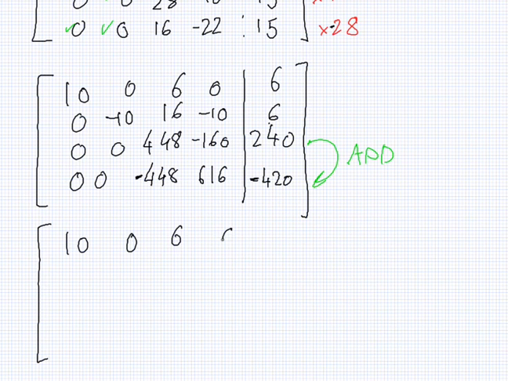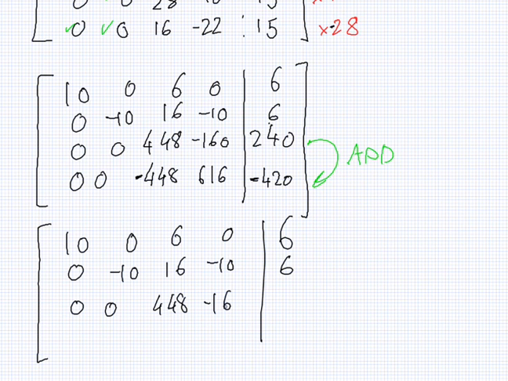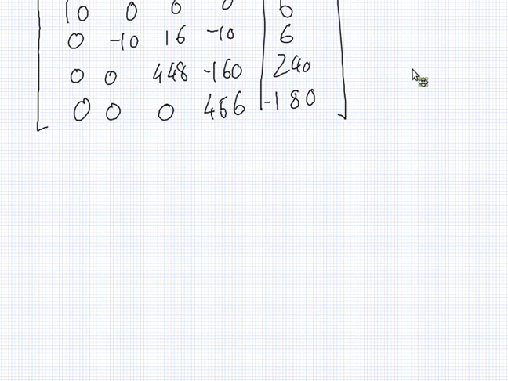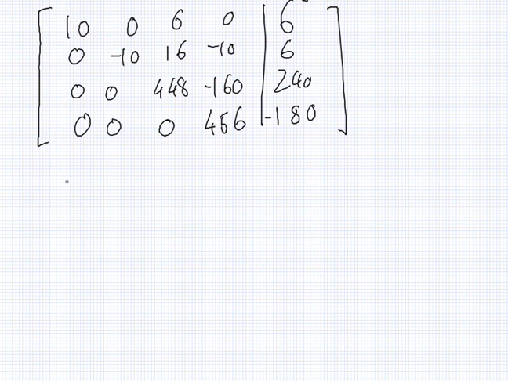Okay, so then we add 10, 0, 6, 0, 6. 0, minus 10, 16, minus 10, 6. 0, 0, 448, minus 160, 240. 0, 0, 0, and if you add these, 4, 5, 6, and here? 180. Great. Finished really, because now you can say 4, 5, 6, I4 equals minus 180. So what does I4 equal if I divide it? As a decimal, please?